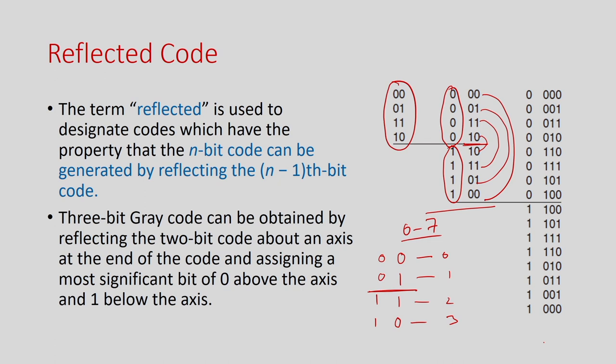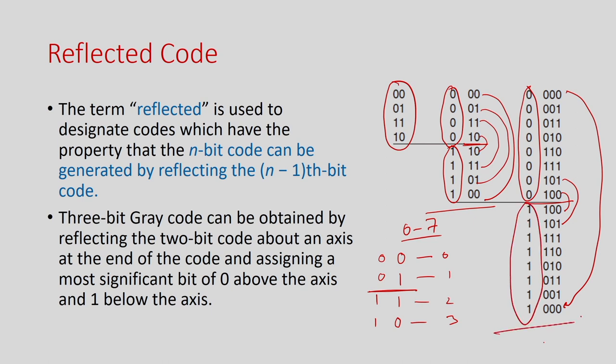Now once I try to create a 4 bit gray code, what I will do, I will put again a mirror here and I will reflect. So this will come here, this will come here, and so on, and this will come at the end, and I will add 0 here and 1 here. So this is my gray code for 4 bit. To create a 5 bit, again I have to put a mirror here and I will reflect this, and then I will put 0 for the first half, 1 for the second half. So this way, this code can be constructed for any arbitrary width, okay.